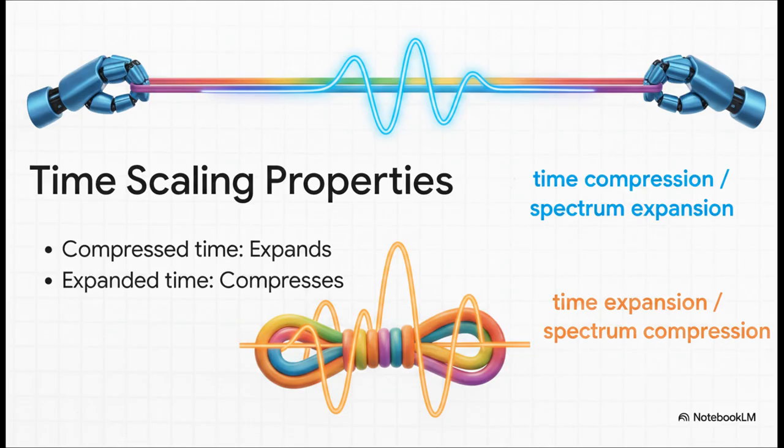In signal terms, when time is compressed, the spectrum expands, it gets wider. And conversely, if you expand the signal in time, like letting it play out really slowly, the rubber band relaxes and the spectrum compresses, becoming super narrow. This inverse relationship right here is absolutely fundamental. Compression in one domain strictly forces an expansion in the other domain.